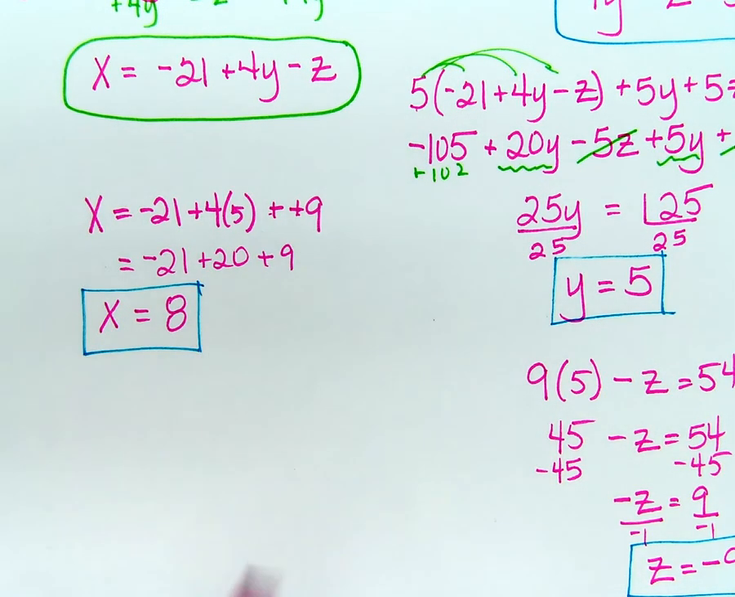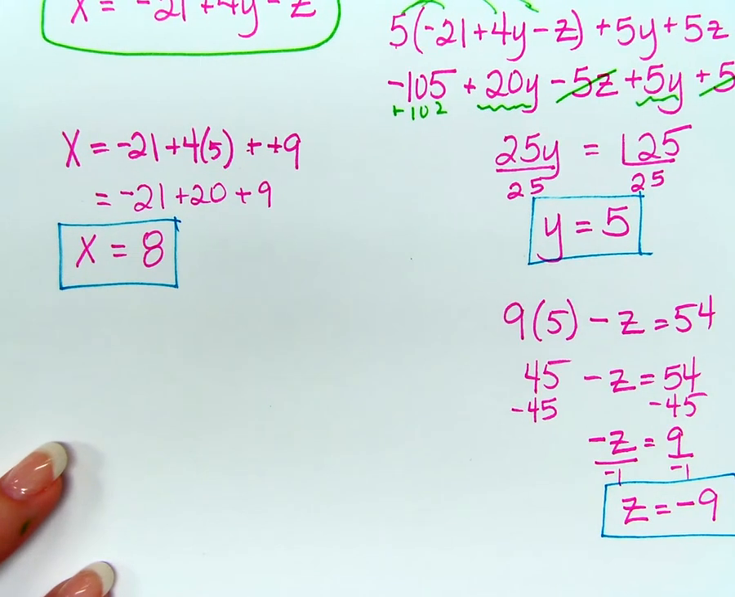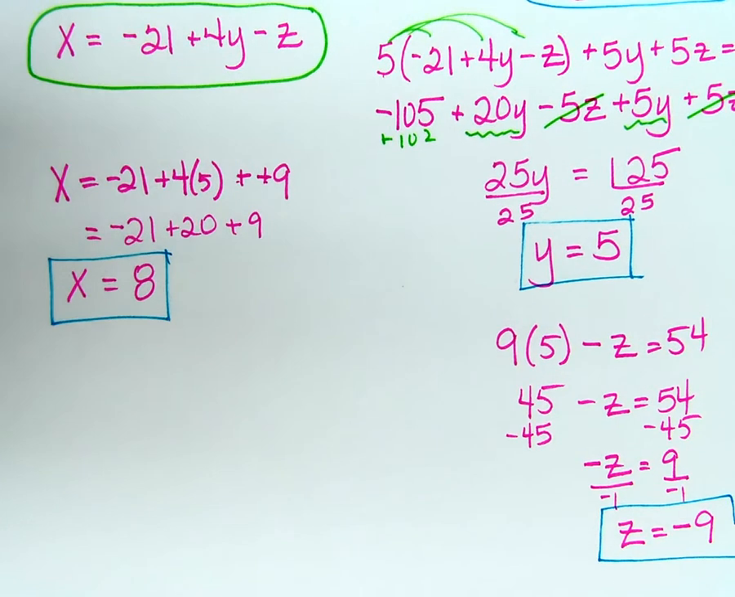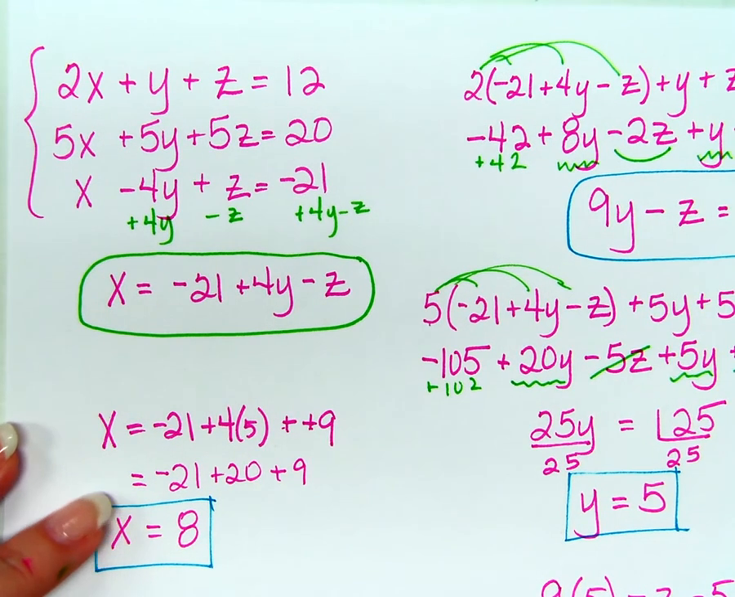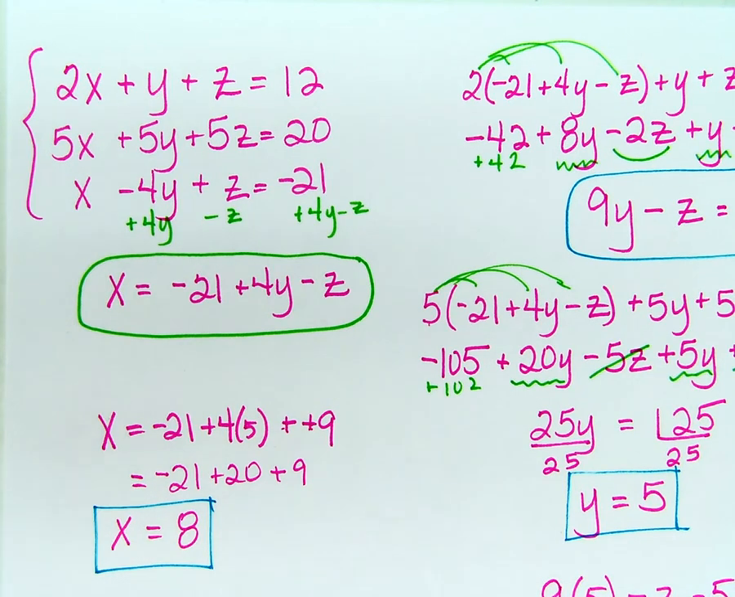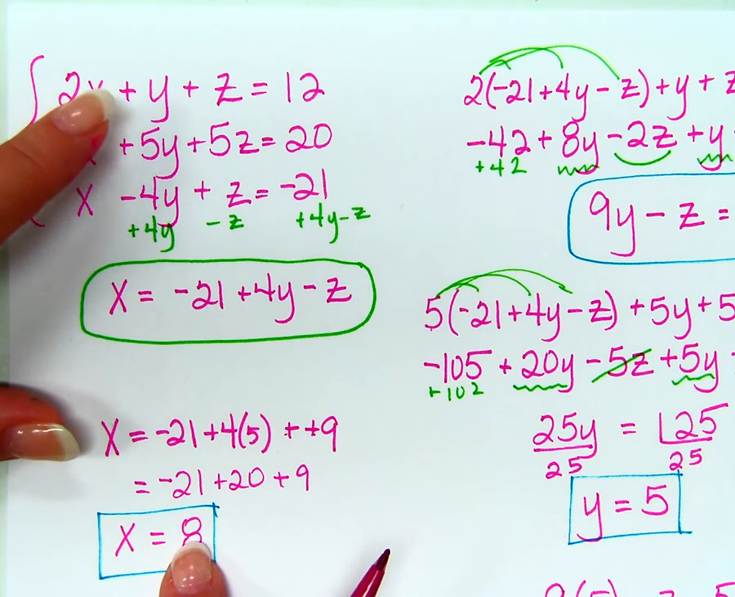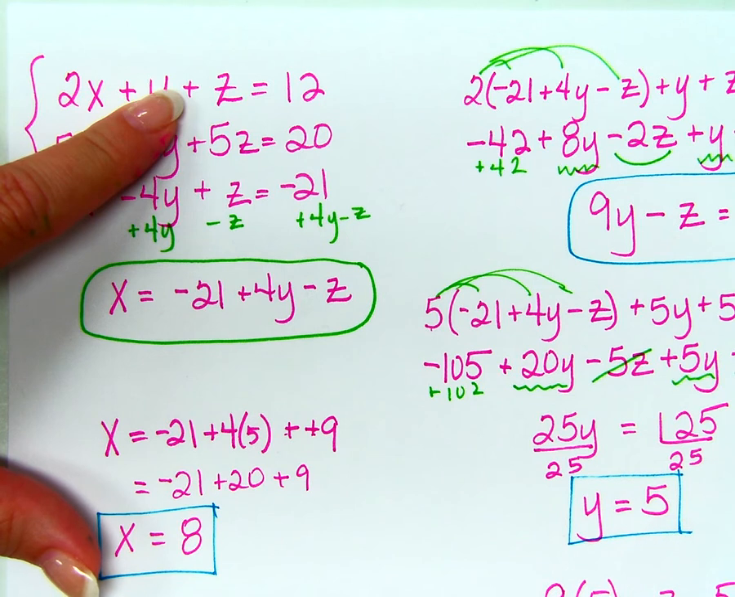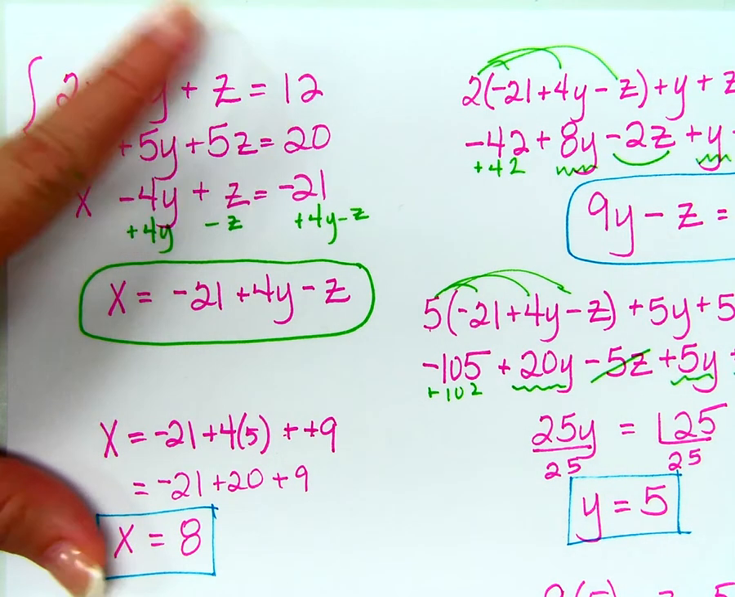So in that, I found all of my variables. Now all I have left to do is check and then write my answer. Now, do you have to write something down to check, or can you do it in your head? As long as you'll do it, I'll let you do it in your head. Fair? Okay, so 2 times 8, 16. 16 plus 5, that's 21. 21 minus 9. 12. That one's good, right?